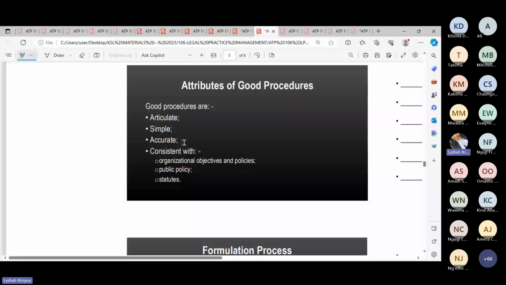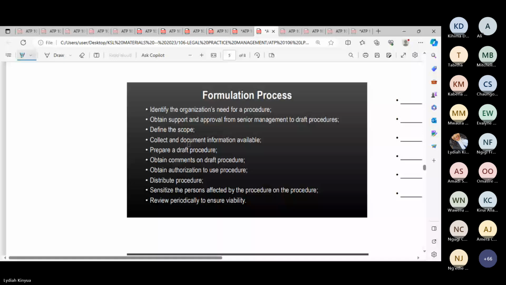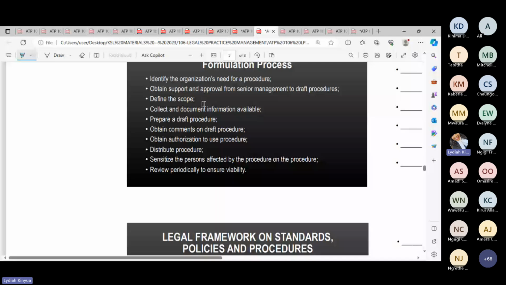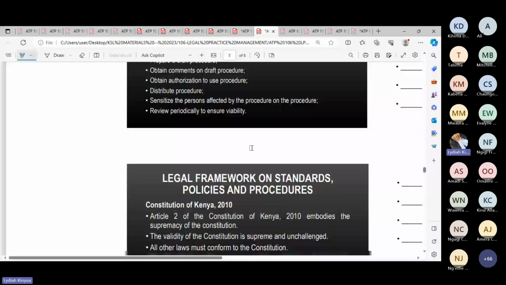How do you formulate a procedure? First of all, you identify. It's just like a policy. You identify the need for the procedure, you obtain approval from senior management, you define the scope, you research, you draft a procedure, and then you obtain comments. You incorporate the comments, and then you distribute the procedure, sensitize persons affected, and then review periodically and get someone to implement your procedure. That's basically a procedure for you.